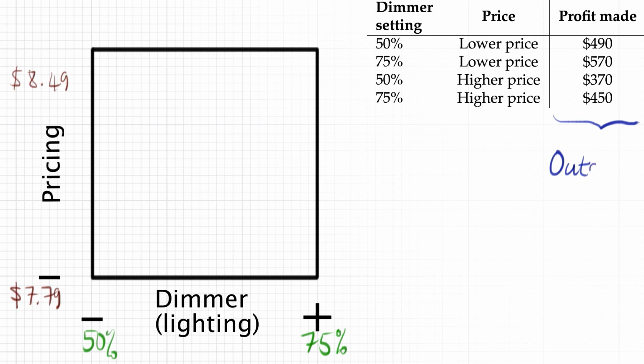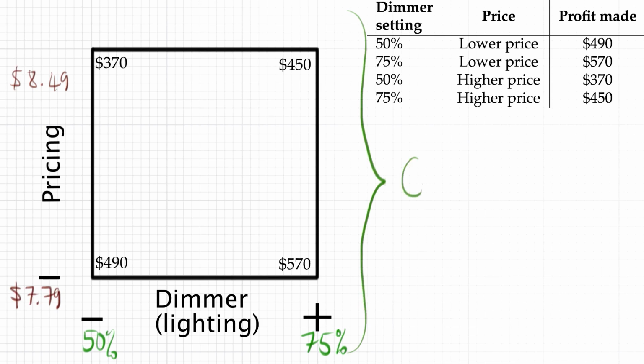Transfer the values of the outcome variable from the table onto the square. In other words, copy those profit values, the outcome variable, across. We call this a cube plot. Later on, when we have 3 factors, you will see it really is a cube.